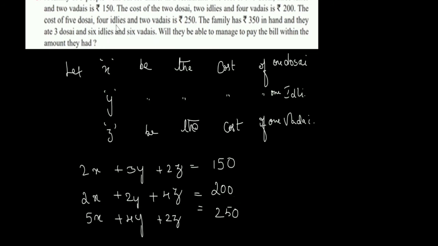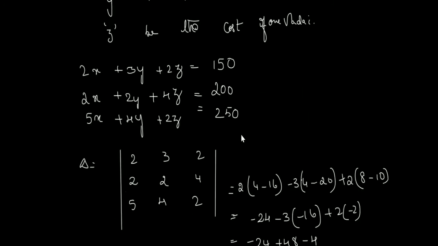5 dosai, 4 idli and 2 vadai is 250. So delta we have to find. We have to use Cramer's rule. So let us find delta. Delta is the coefficients, that is 2 3 2, 2 2 4, 5 4 2.